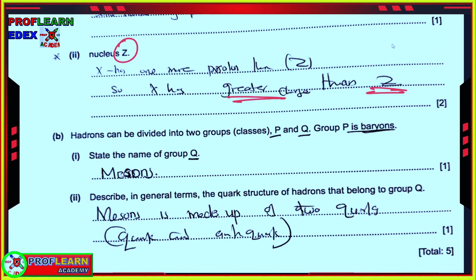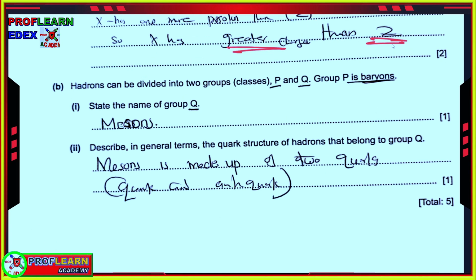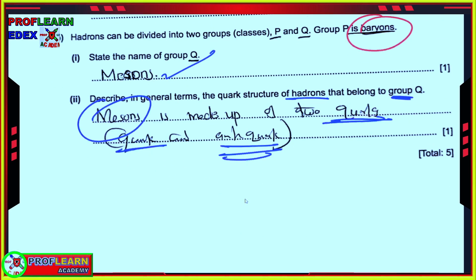Hadrons can be divided into two classes, P and Q. Group P is baryons. Then state the name of Q. Q is mesons. Describe in general terms the quark structure of hadrons belonging to group Q. Q is mesons, isn't it? And they are made up of two quarks, that is a quark and an antiquark.